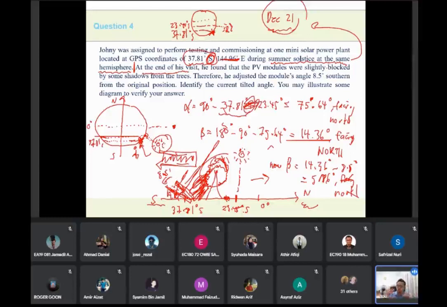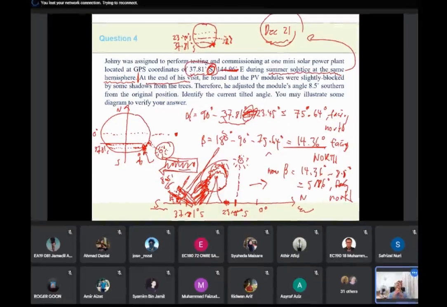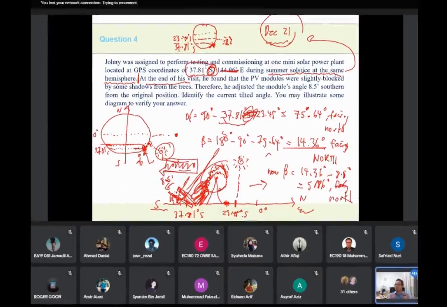Because we are in the south, we are facing to the north. That's why facing to the north. And even we will see from the figure also, it's the same. We are facing upwards. Facing upwards means facing to the north. Okay, facing to the north.